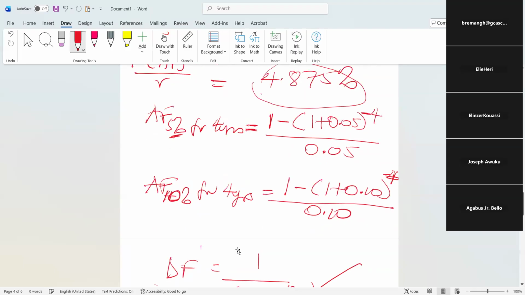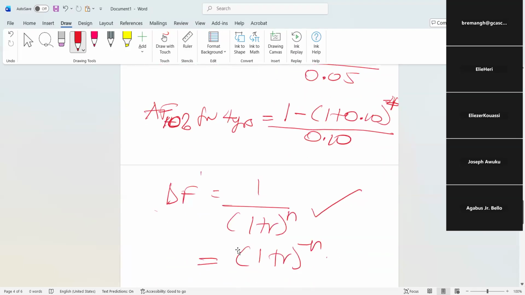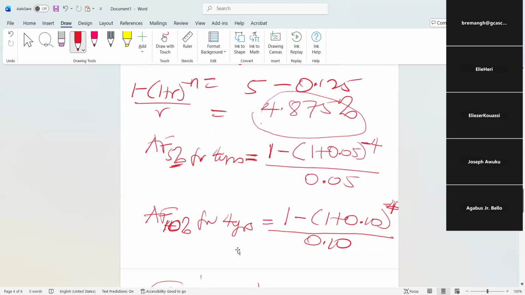So I want you to give me the answer here. If you want to calculate discount factor, we only talk about discount factor when the cash flow is just for a single year. But we talk about annuity factor when the cash flows are for multiple years. So what answer are we getting for the first one?